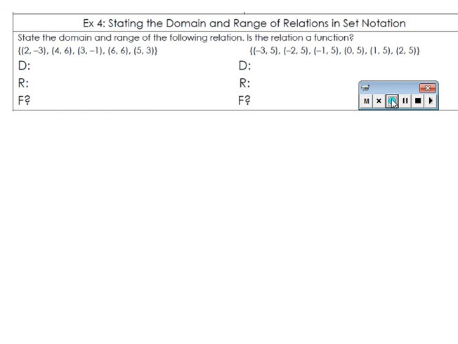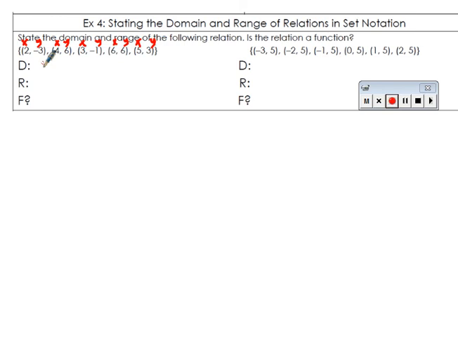Next, let's look into stating the domain and range of relations in set notation. A set notation is the list method. Here we are listing x and y values throughout. Each of these is an ordered pair, and they are x and y values. What we will do to find domain and range is to gather x's together and y's together.